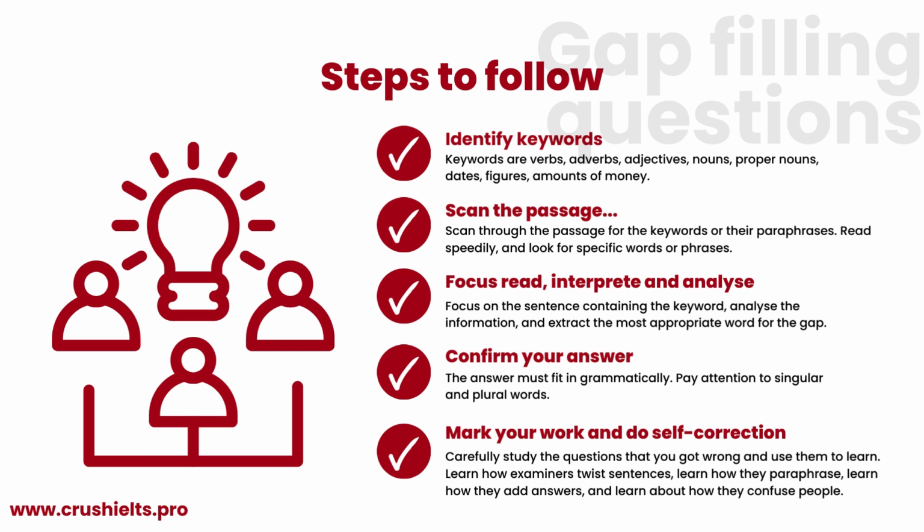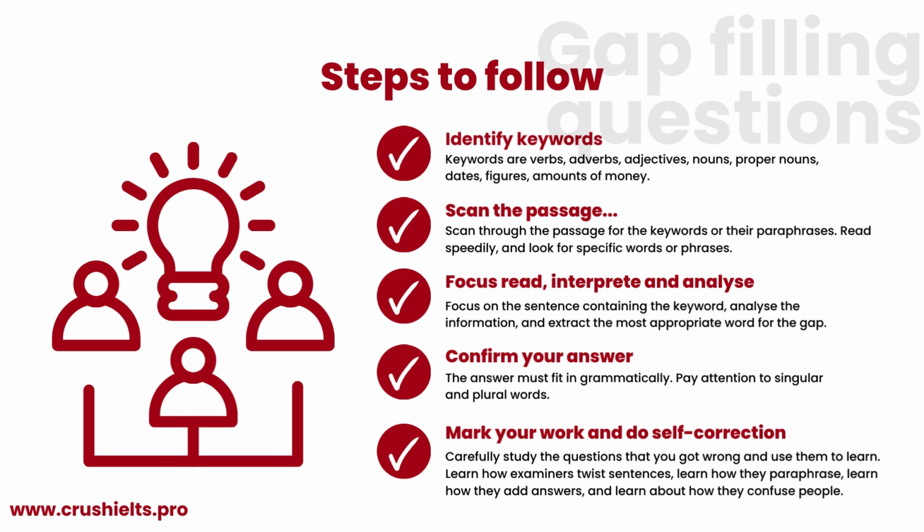So your job is to identify keywords. Proper nouns refer to names of people, names of towns, names of items, names of objects. And then you have verbs. Verbs are action words. Adjectives are words that qualify nouns. Adverbs are words that qualify verbs. Those words are keywords.